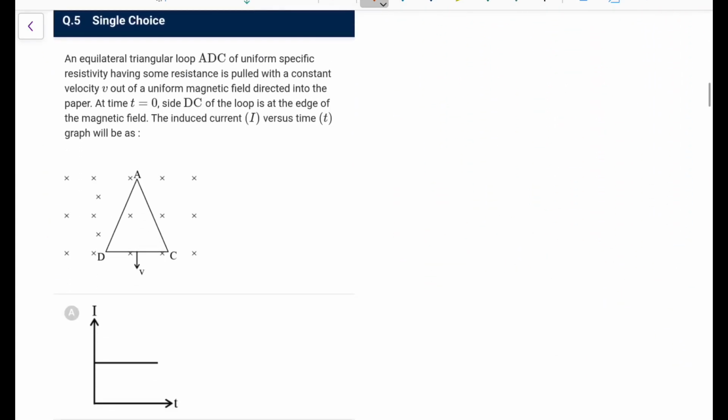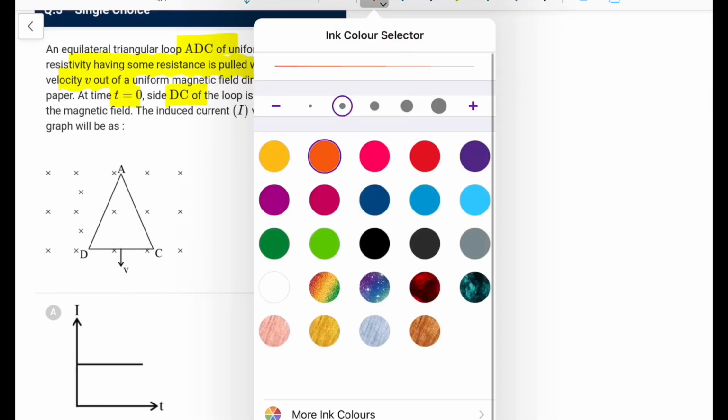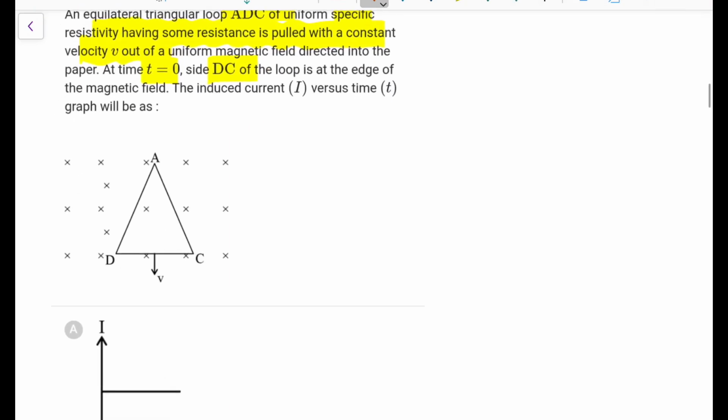Next, we have an equilateral triangle ADC of uniform specific resistivity having some resistance, pulled with a constant velocity v out of a uniform field. At t equal to 0, side DC of the loop is at the edge of the field. The induced current versus time t. Because it is going with constant velocity, at any instant after t it would be like this.